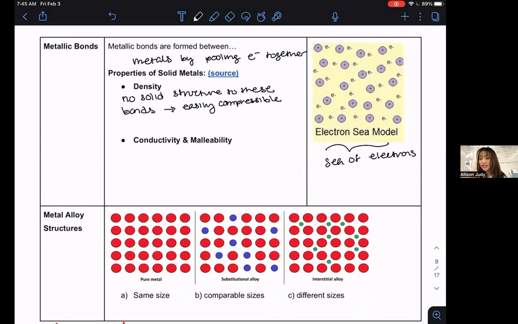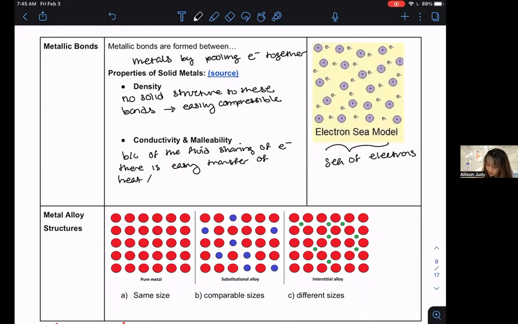This also explains why they can pass heat and electricity so well, and why they're bendable. It is because of the sea of electrons. Because there is no real structure, because of the fluid sharing of electrons, there is easy transfer of heat and electricity and manipulation of shape.